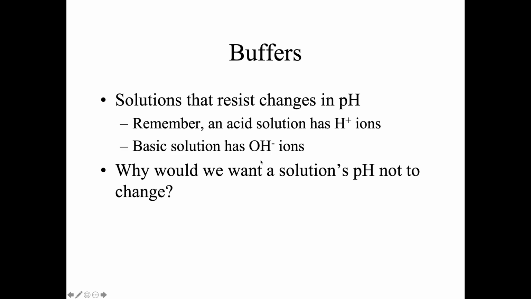Why would we want a solution's pH not to change? Well, if you think about it, let's use our bodies as an example. Let's look at our blood. So your blood pH is right around neutrality. It's very close to neutral, very close to 7. Yet your blood gets all sorts of stuff dumped in it. Everything that goes in your body gets into your blood. So if you drink a soda, which is acidic, or orange juice, the acid's going to go into your blood, right? But your blood pH doesn't change because it's buffered.